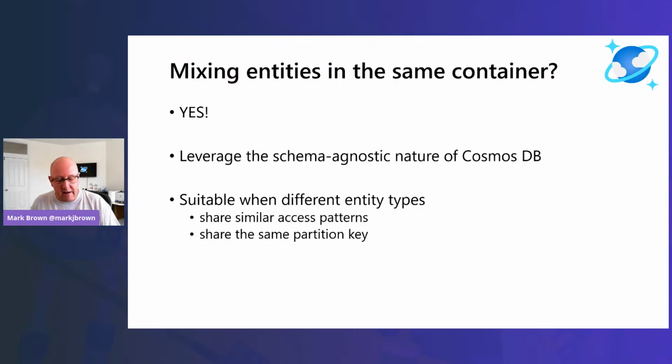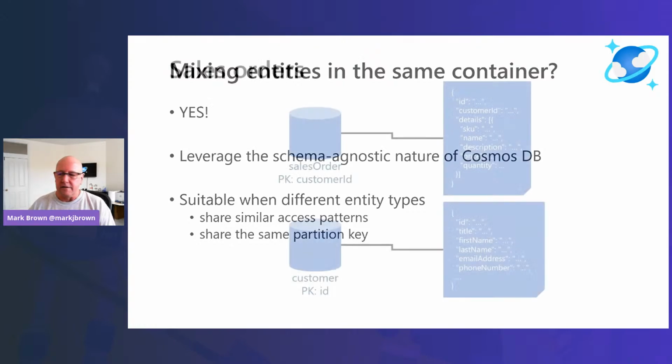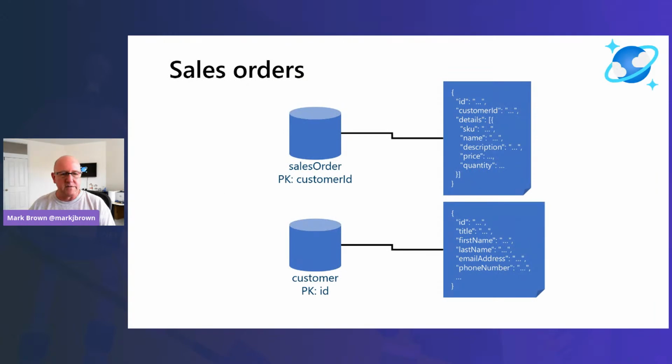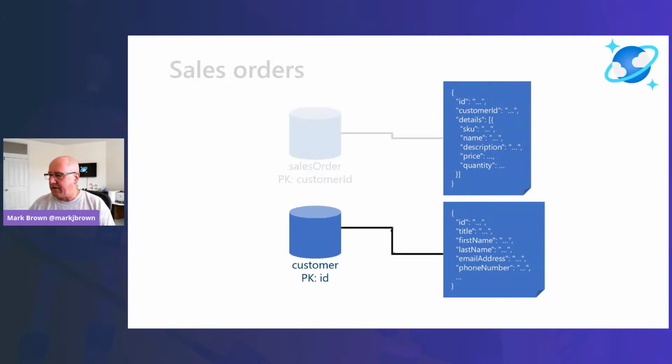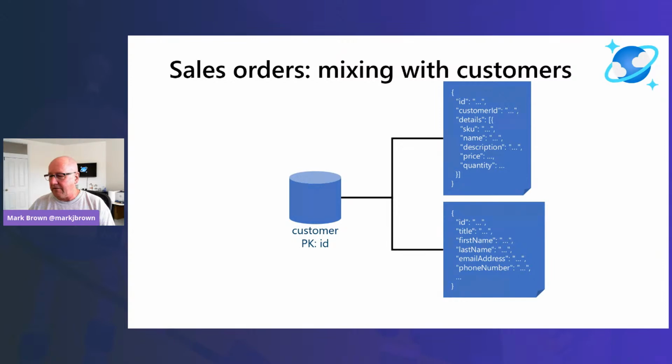The customer is going to log in, so you're going to access the customer data. And then, of course, the customer is going to access their sales orders or create new sales orders. So in this case, it makes sense to store these things in the same collection. So what we'll do is instead of storing these in different containers, we're going to store everything in a customer container here.